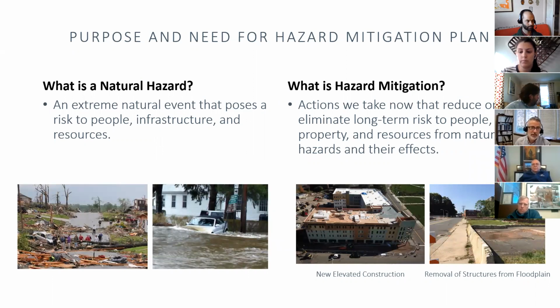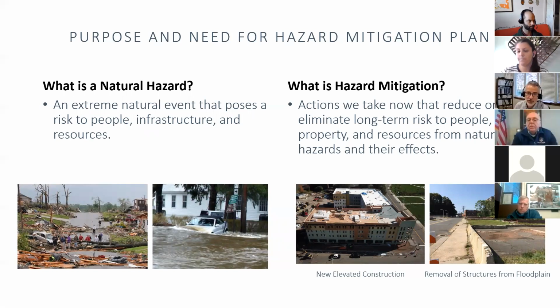So again, we're covering natural hazards. These are extreme natural events that pose a risk and cause losses. Remember, this is a loss reduction act. And what is hazard mitigation? Those are the actions that we can undertake now to reduce losses going forward. So elevating a building so floods don't damage the first floor, or removing a structure from a floodplain. Those are kind of our classic examples of mitigation. Next slide.